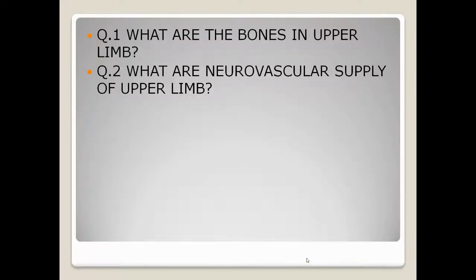Now there are two questions you have to answer. What are the bones in the upper limb, and you have to explain in brief; and what is the neurovascular supply of the upper limb, you have to explain in brief.